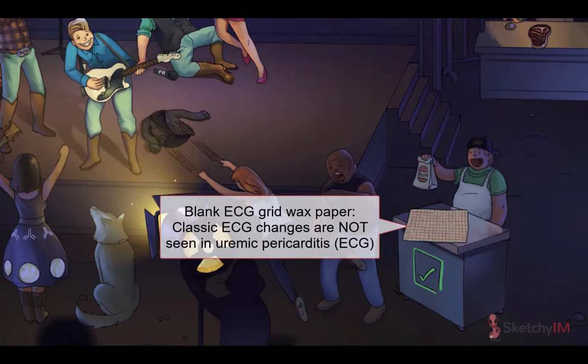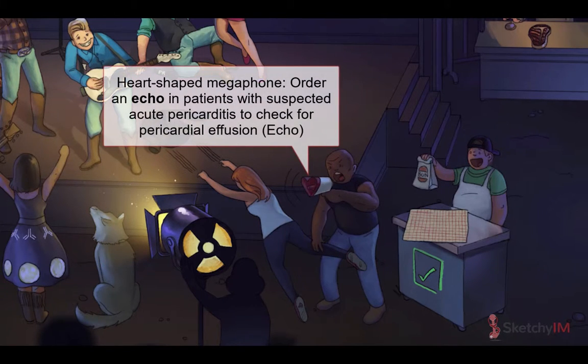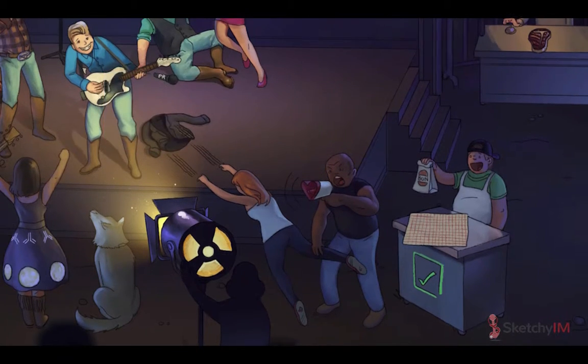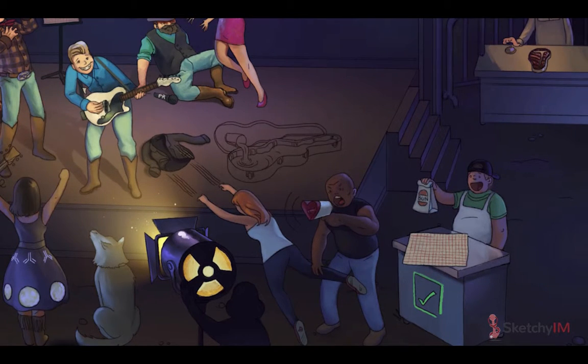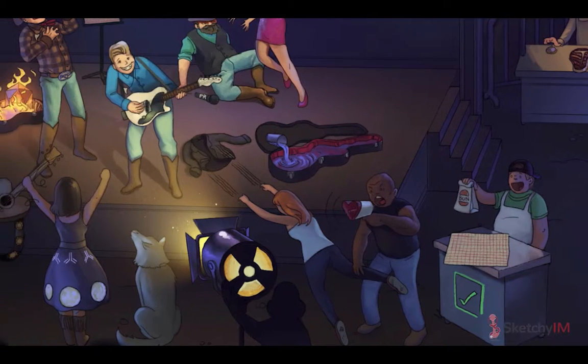Beyond the ECG, every patient with suspected acute pericarditis should receive an echocardiogram, represented by a recurring sketchy symbol, the heart-shaped megaphone, to check for pericardial effusion, a common complication. At sketchy, pericardial effusion is represented by this guitar case filled with water. Fans, am I right? Note that the absence of a pericardial effusion does not rule out acute pericarditis. Confusing double negative, I know, but don't worry. We'll go through the details of pericardial effusion in our next sketch.